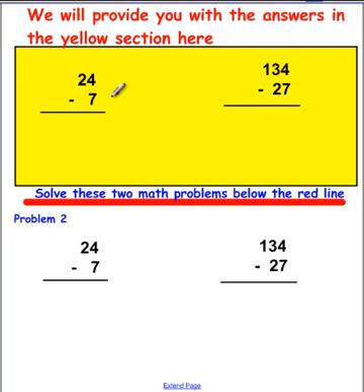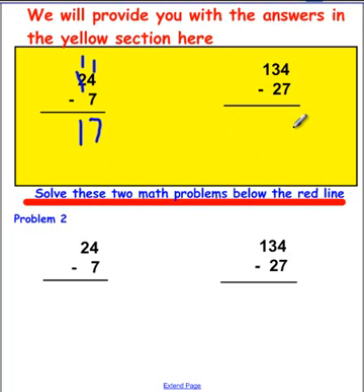Okay, let's look at the first one. 7 from 4 cannot be done, so we must regroup, which means simply we go over to the tens column and we're going to pull a 10 over. So that makes it from a 2 to a 1. And then this is now a 14, which is easy to do. 7 from 14 is 7. And we now have a 1. Bring that down. So your answer should have been 17.